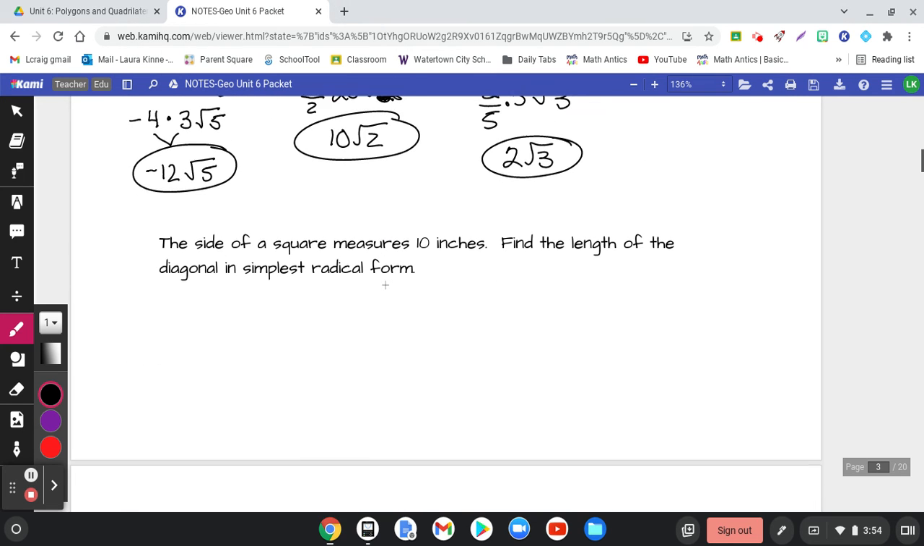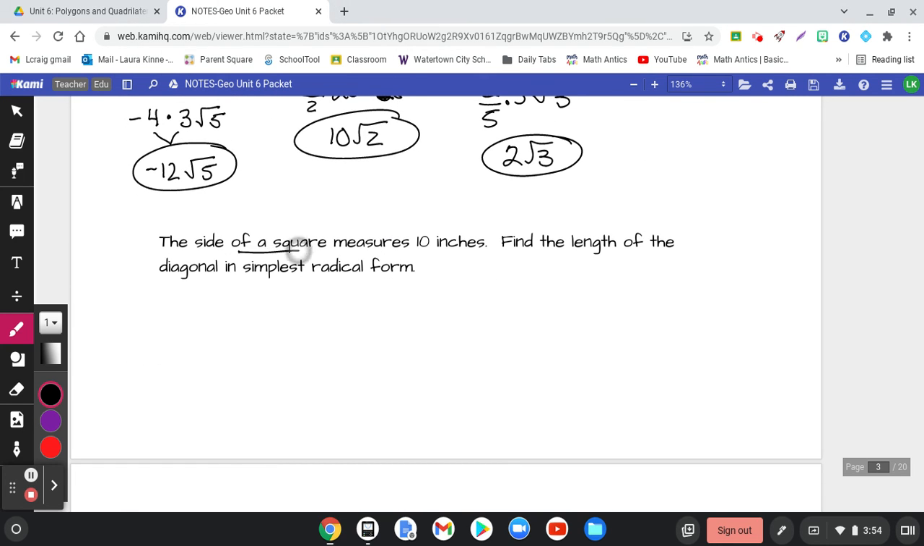All right, last question we're going to look at today. The side of a square measures 10 inches. Find the length of the diagonal in simplest radical form. All right, let's draw this square. All sides are the same. So if this is 10, this is 10. If we're looking for a diagonal, it's really just from one vertex to the opposite. And look what we have, a right triangle.